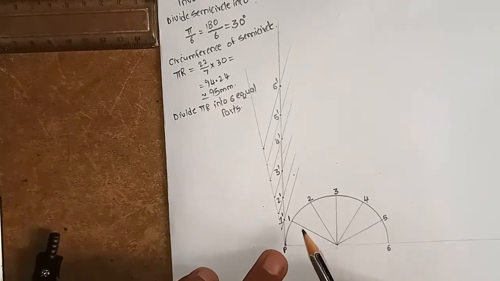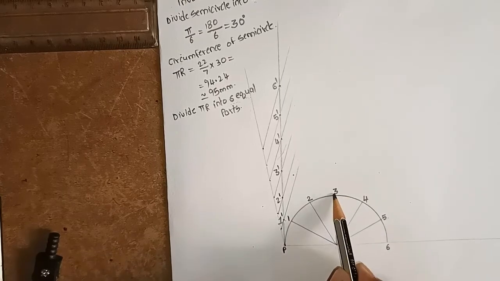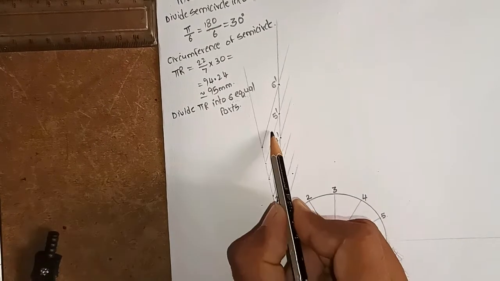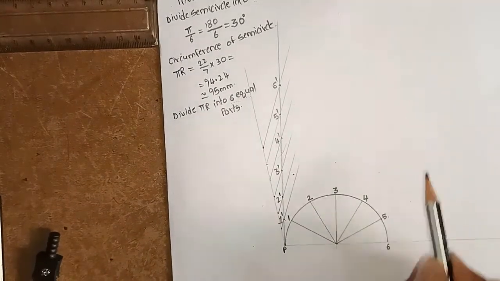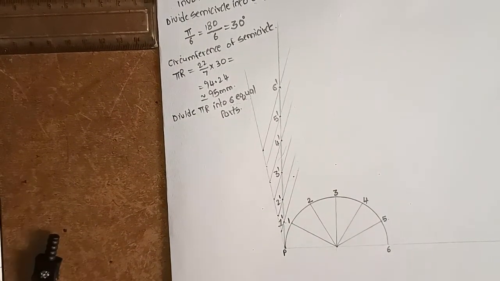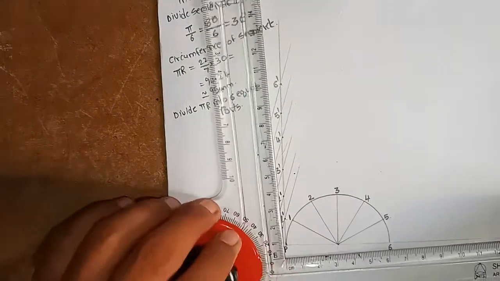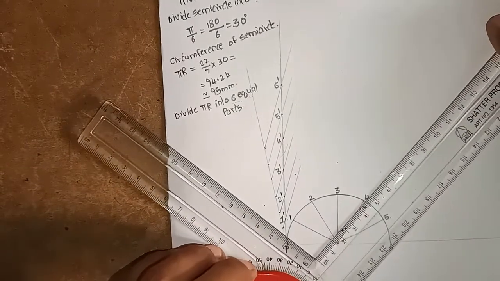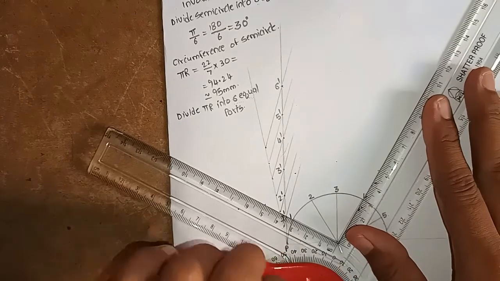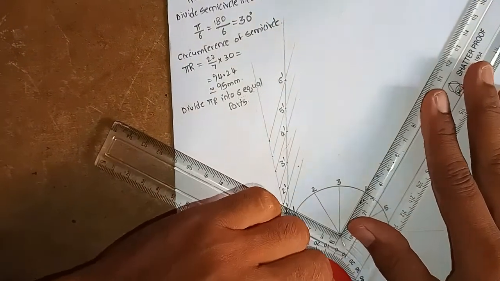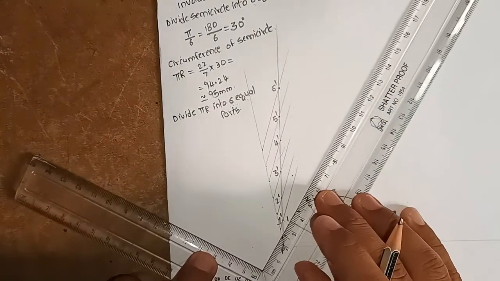Now we have to take P1 as radius. Now we have to draw the perpendiculars, students, from those divisions by using the mini drafter scale. If you try to use the protractor, you may get some mistakes, students.